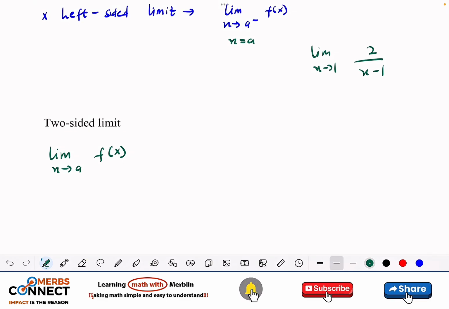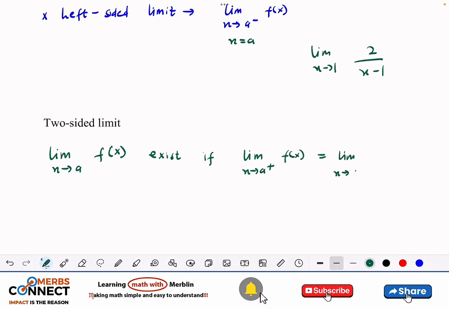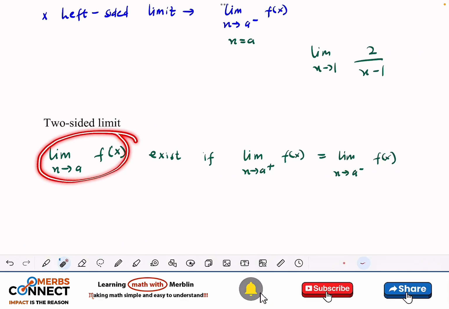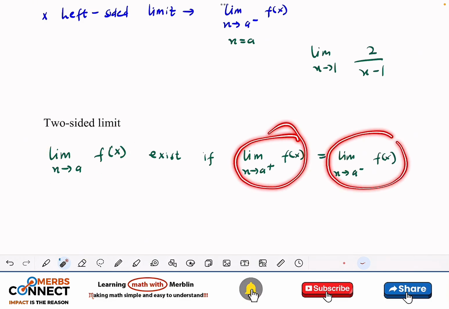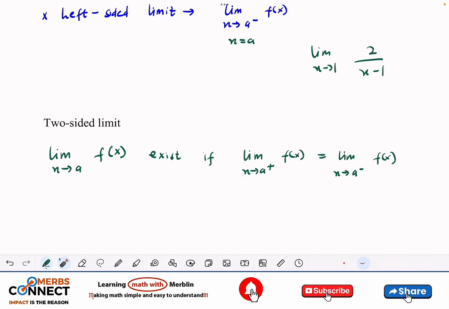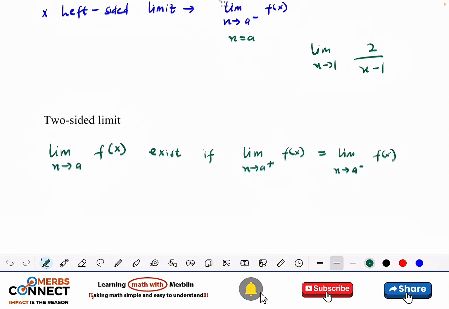Now with two-sided, we said this exists if the limit as x is approaching a from the positive of f of x is the same as the limit as x is approaching a from the negative side of f of x. So that is the two-sided. For us to conclude on this, this should be the same as this. That's what we need to know.